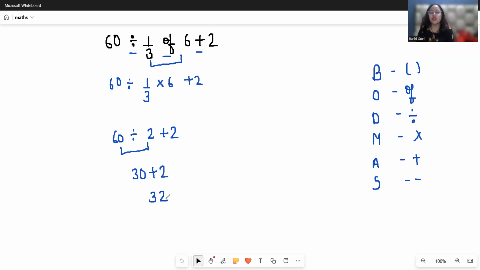That's how you can solve this type of problem with the help of the BODMAS rule step by step and reach your correct answer. I hope it's clear and you find it useful.